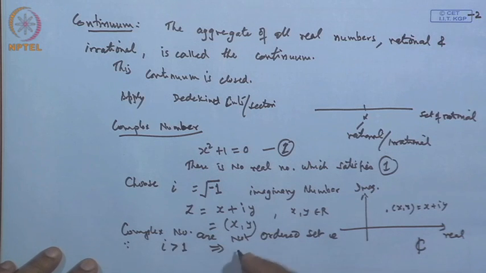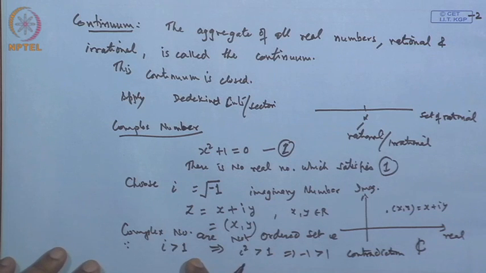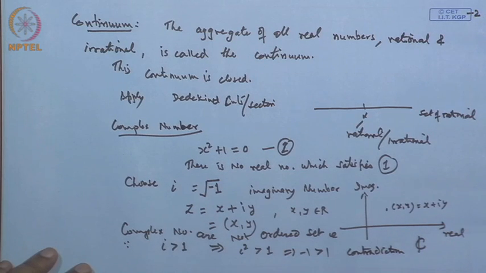So, let us multiply by i again. What do you get? i square is greater than 1, but i square is minus 1, which is greater than 1. So, a contradiction. It means we cannot define it. Similarly, if you assume less than, we also are led to a contradiction. So, this shows that an ordering relation cannot be defined over the set of complex numbers.